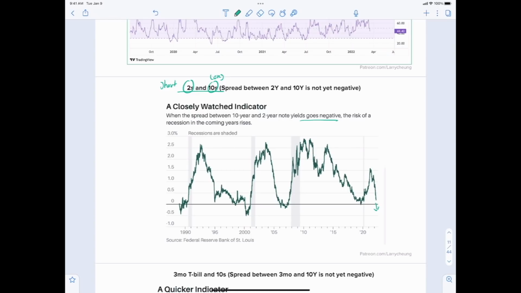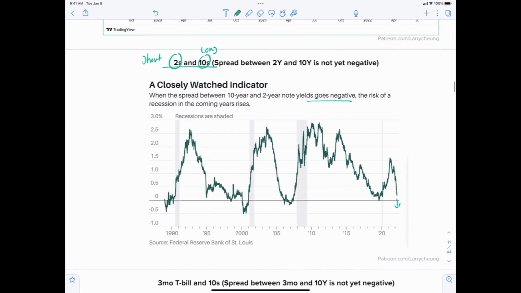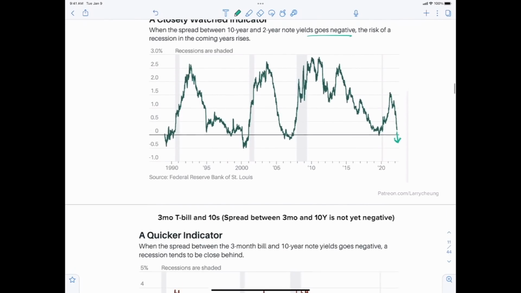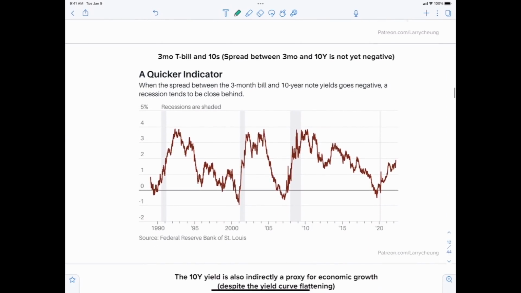What is also important to note is that usually a recession can come 12 to 18 months after the yield curve has inverted. So while that means that the yield curve is very close to inverting, it doesn't mean that a recession is going to happen this quarter or next. It could happen sometime in the next 12 months. So you do have time to prepare. It is not too late to prepare for a recession market.